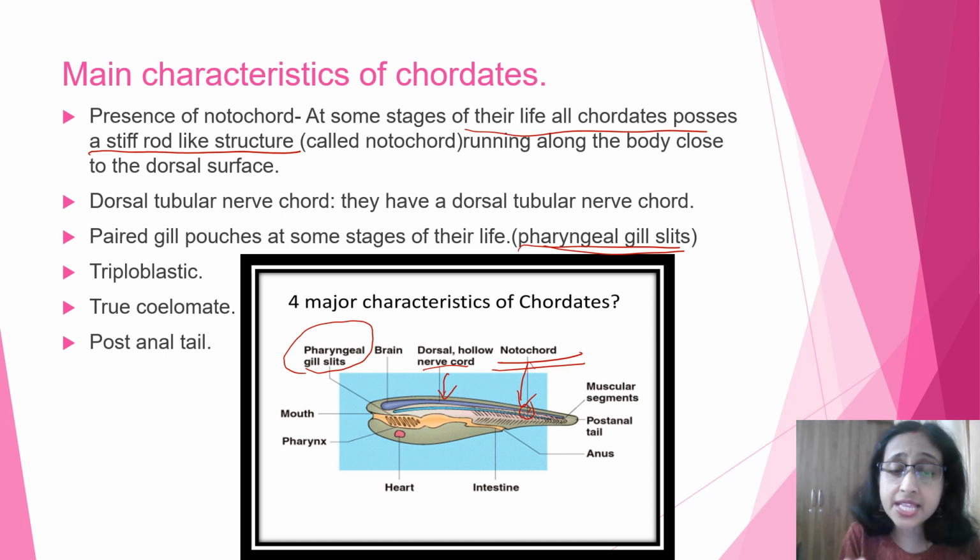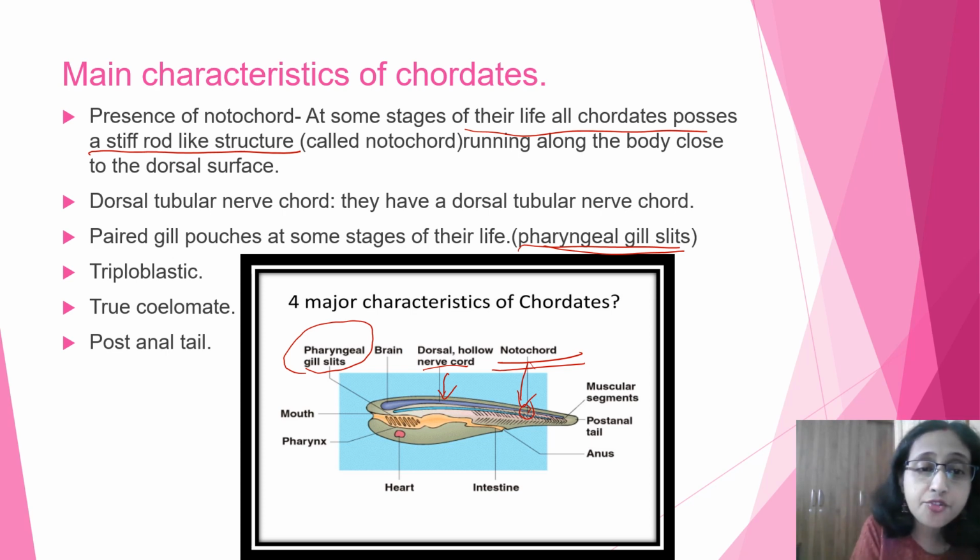For example, the tadpole in the larval stage has pharyngeal gill slits, but when it develops into an adult, it doesn't have those pharyngeal gill slits. They develop into lungs. But at some stage of their life cycle, they have pharyngeal gill slits.